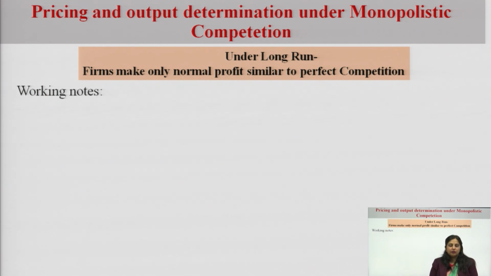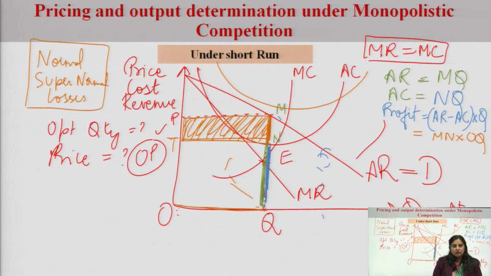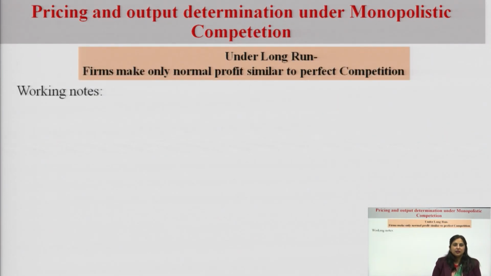So, under the long run, what happens is, as I said, monopolistic competition is a combination of two things, monopoly and perfect competition. Pricing and output determination in the short run resembles monopoly, but under the long run it resembles perfect competition. Here I have also written that it is similar to perfect competition.